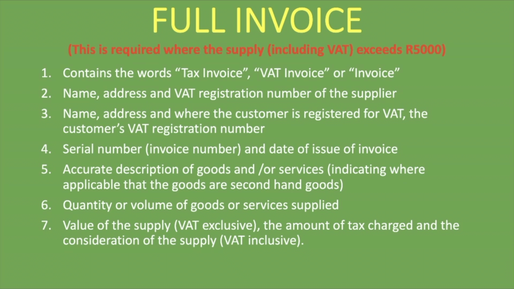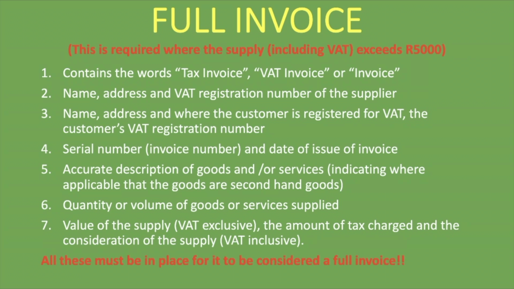And this is what constitutes a full invoice. All right. So if it doesn't have all these details, then it's not a full invoice. And remember, if the consideration of the supply or the amount inclusive of VAT is greater than 5,000 Rand, it needs to contain all these 7 items. Okay, so you need to ensure that's the case.